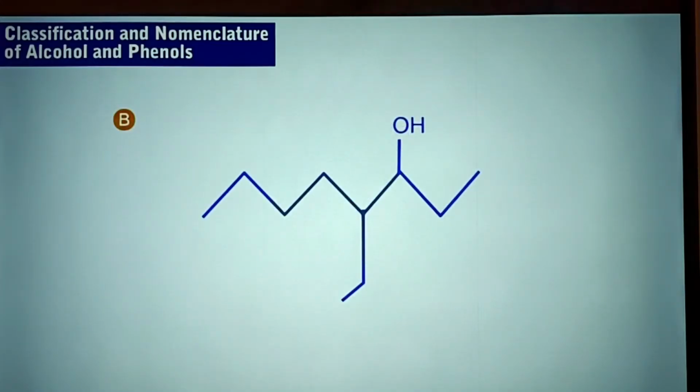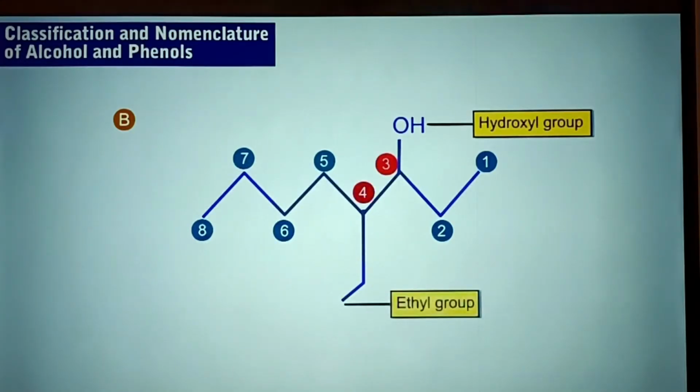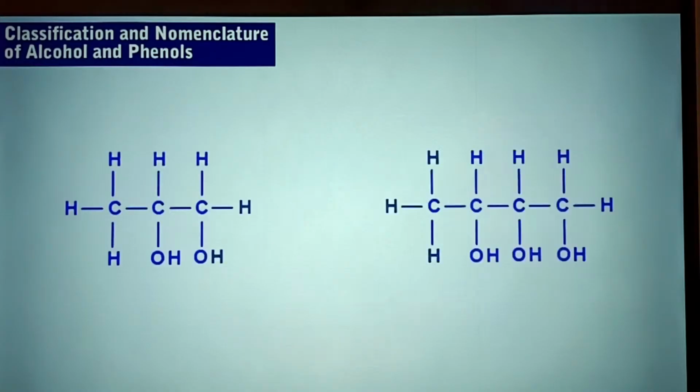In molecule B, the longest continuous chain has 8 carbons. If we start counting carbons at the left end of the chain, closest to the hydroxyl group, we see that the hydroxyl group is on carbon 3 and there is an ethyl group on carbon 4. So the correct name of molecule B is 4-ethyl-3-octanol.